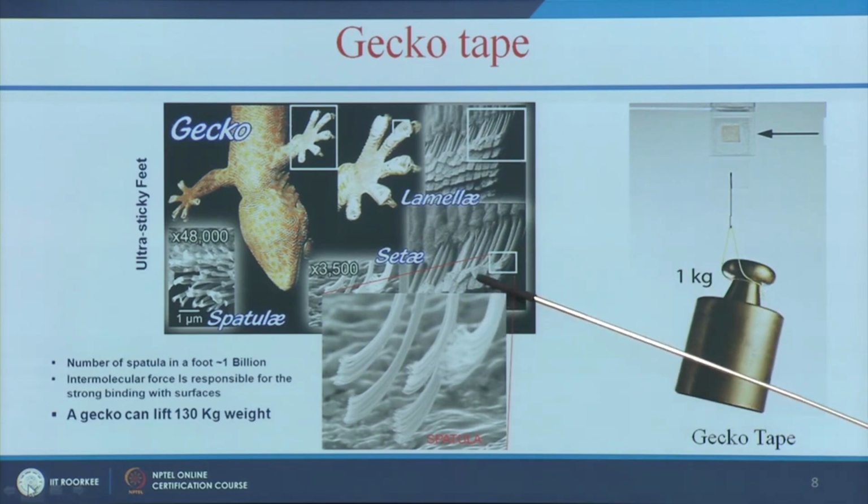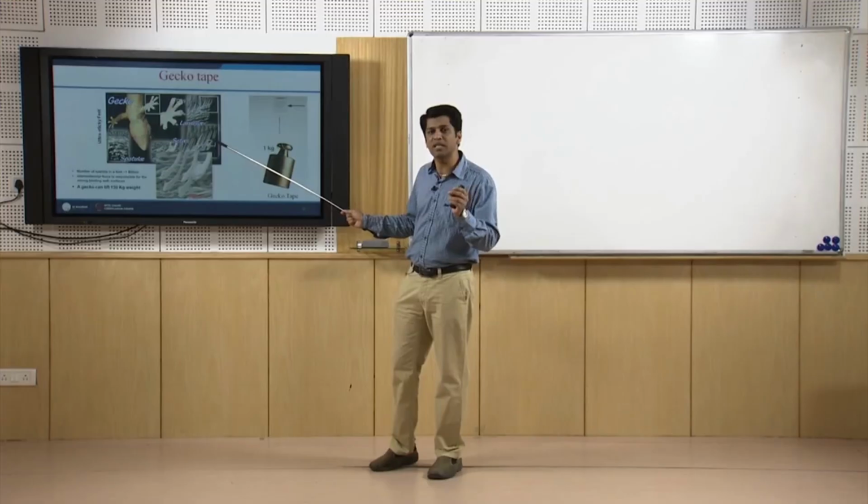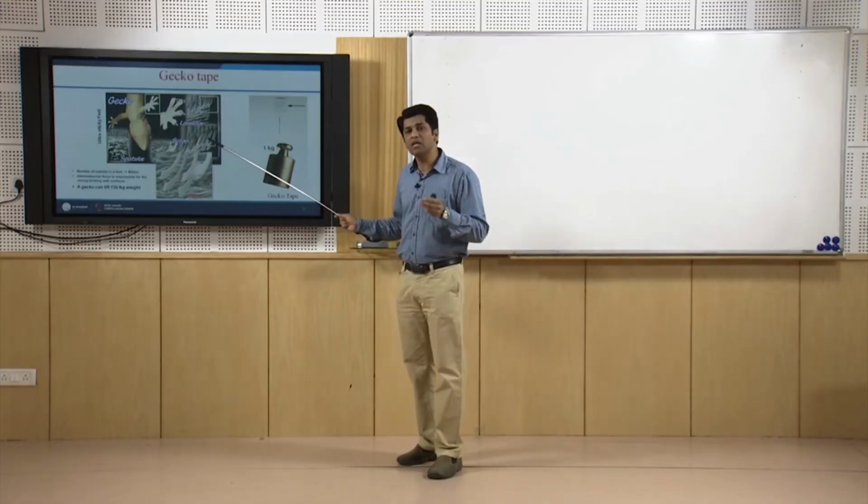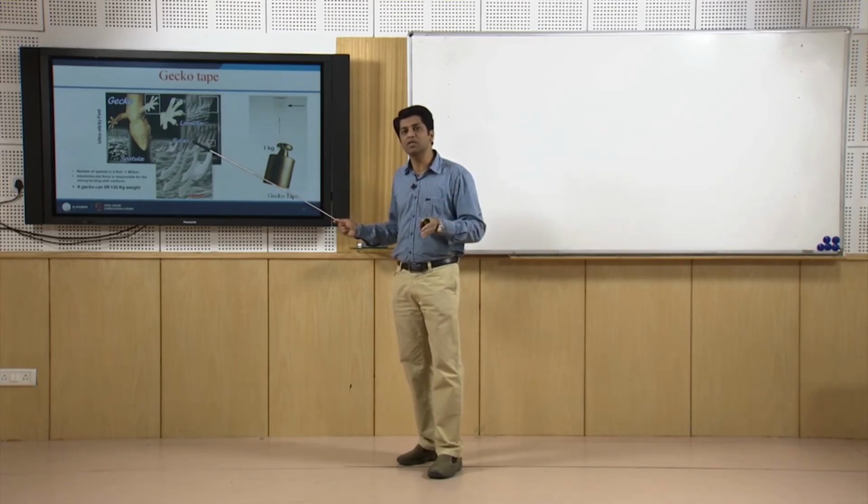So for normal objects you have to use the light microscope, but when you want to see something at the nano level, you have to use an electron microscope like transmission electron microscope or scanning electron microscope to see the nanoscale structures.